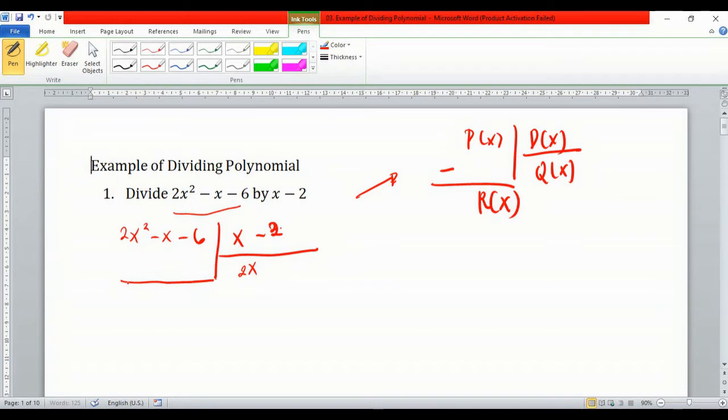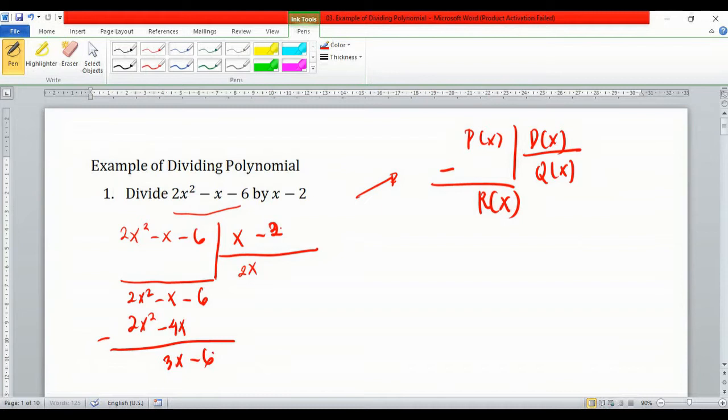let me write this one first. 2x squared minus x minus 6. So you need to multiply this one. So this one becomes 2x squared minus 4x, and then you subtract. So you will get the result 3x minus 6, right?